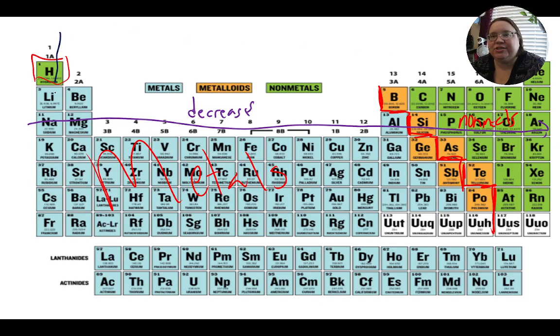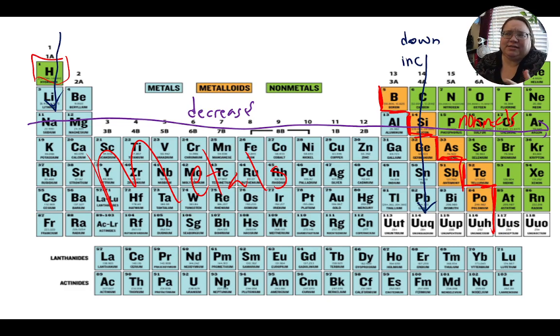But yes, you can see this trend with group 1, and you can see it great with groups 13 through 17. Groups 13 through 16, you go from non-metals to metalloids to metals. So as we are going down a group, my metallic nature increases. We get generally more metallic.